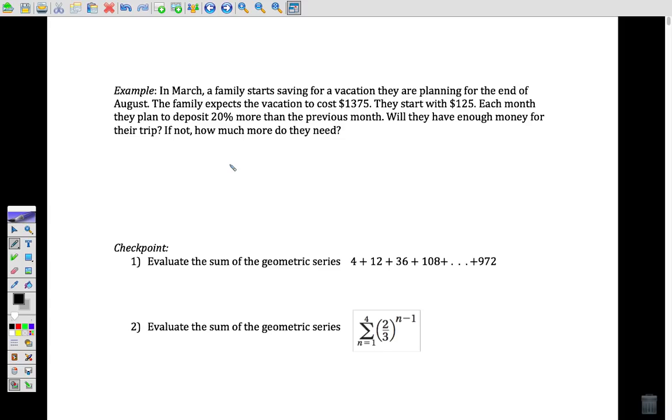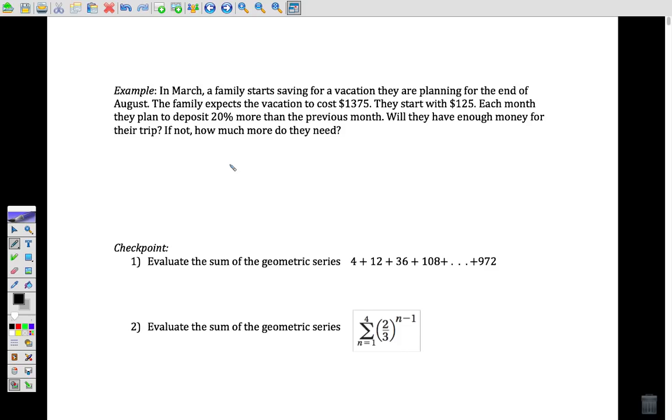So last example, we're looking at this family saving for vacation. So it's in March, the vacation's in August. They know it's going to cost about $1,375. They're starting with $125, and each month they plan to deposit 20% more than the previous month, all the way from March to August. So we're going to figure out if they stay on that path, will they have enough money for the trip?